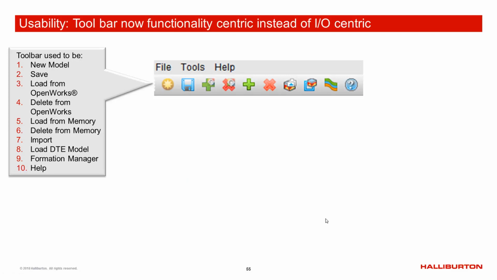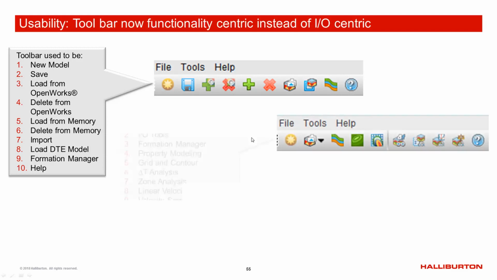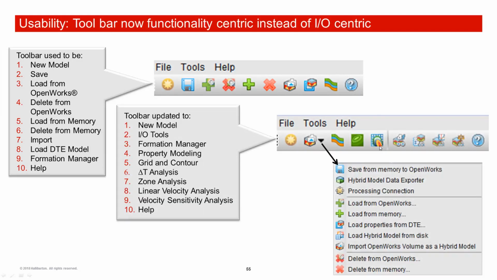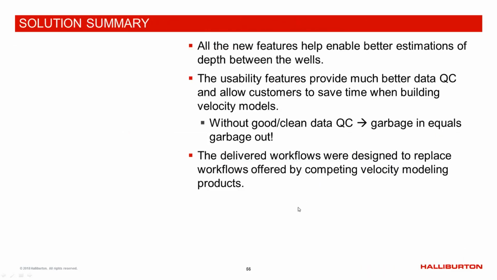And the final new feature here is we cleaned up our main launching toolbar, whereas before the toolbar used to be a bunch of input, delete, input, a bunch of I/O features, whereas now the toolbar is centric on all these new functionalities that we've added to velocity modeling, and all the I/O stuff is now in a little drop-down. Okay, so just a much cleaner view, much more powerful view of the toolbar.